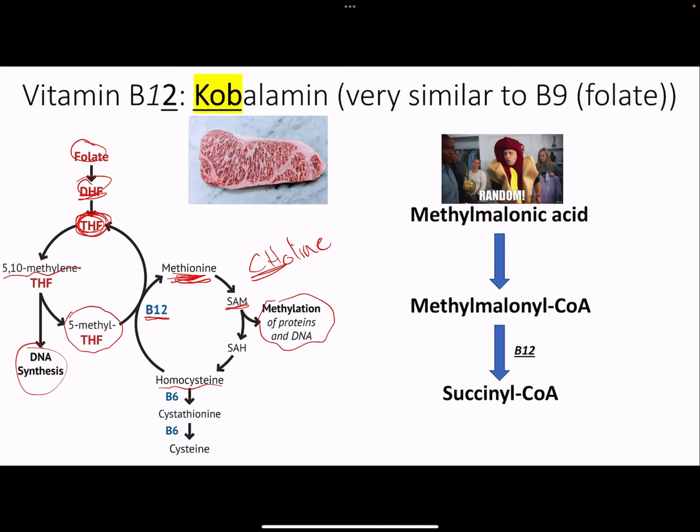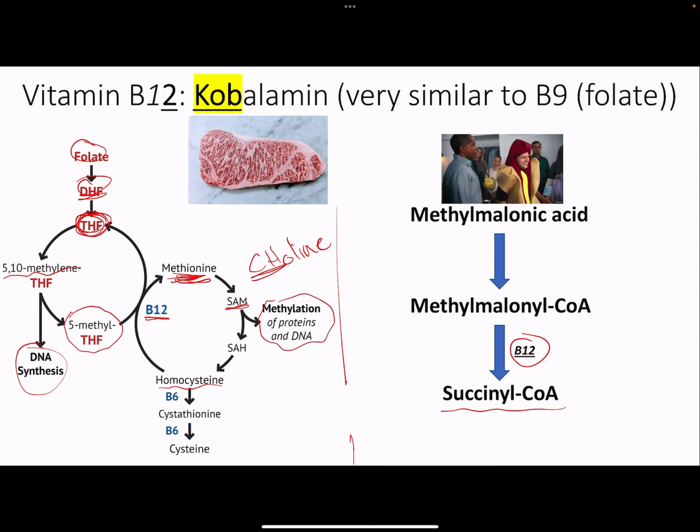B12 is also involved in the conversion of, so this is not at all related to the previous pathway, methylmalonic acid, which is some random molecule. It needs to be broken down into methylmalonyl-CoA, which is eventually broken down to succinyl-CoA with the help of B12.